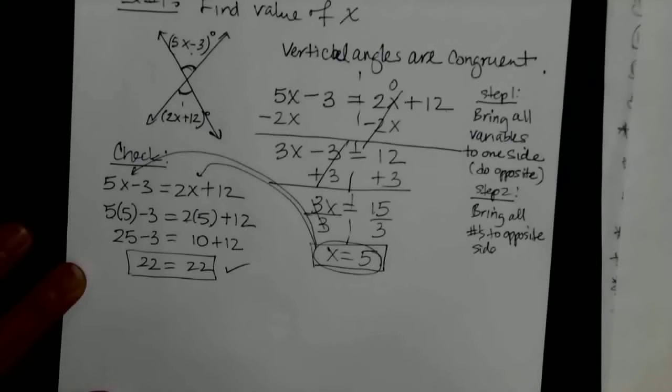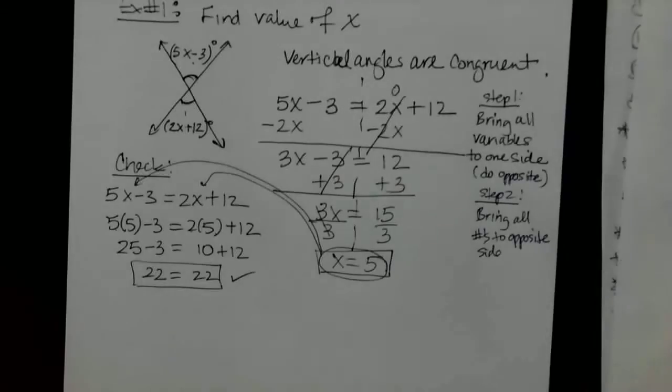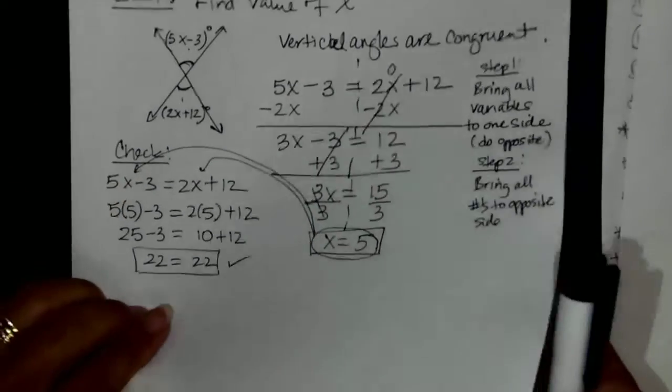Okay? Now, listen. If the problem asks you to check, please check. If it says don't check, we don't have to. If it doesn't say anything, you do not have to, but I would recommend checking. Any questions with this? So this is variables on both sides. Now you guys try this one. Ready? Here we go.